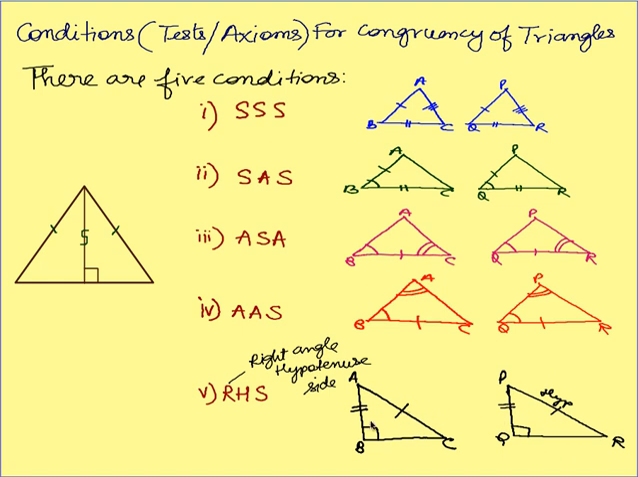Hypotenuse is always opposite to the 90 degree angle. See here, if this angle is given 90 and this is common in both the triangles, and this hypotenuse is given equal, then these 2 triangles are congruent by RHS or hypotenuse side test.